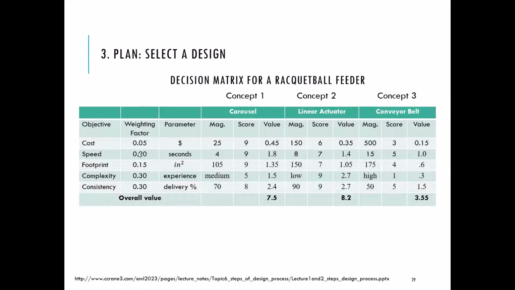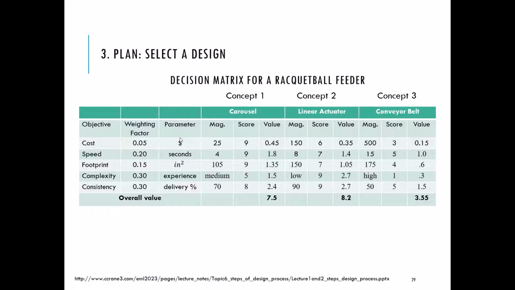If we go to the weighting factor, this basically tells us how important each of these factors is when we're evaluating it. So for example, the cost factor is 0.05 and the consistency is 0.3. What that tells me is that we are weighting the consistency 6 times higher than the cost. So what we want is a device that is going to be extremely consistent, even if it means it not being very cheap. Okay, so we'd rather have an expensive, consistent launcher than a cheap, inconsistent one.